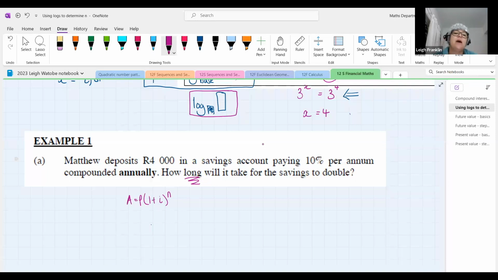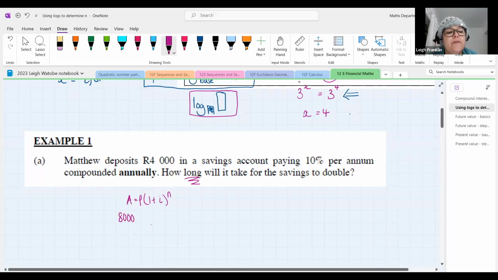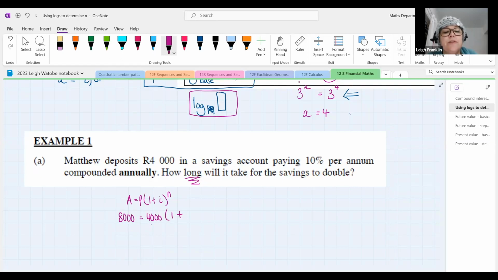Okay, so when they say how long, they're implying let's calculate the value of n. So if your savings is going to double, what's the value of A going to be? What's the value of A going to be in this case? Yes, well done, Pinga. So that will be 8,000. This is 4,000. The interest rate is 10%.